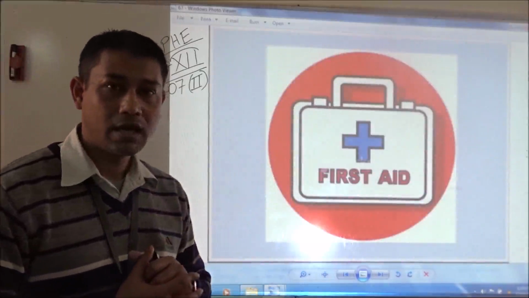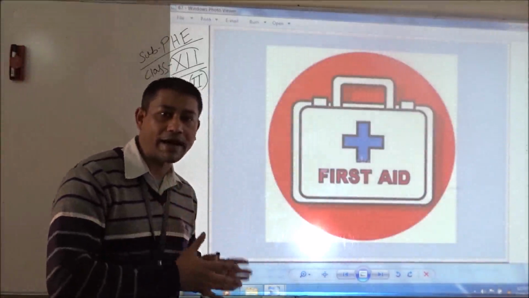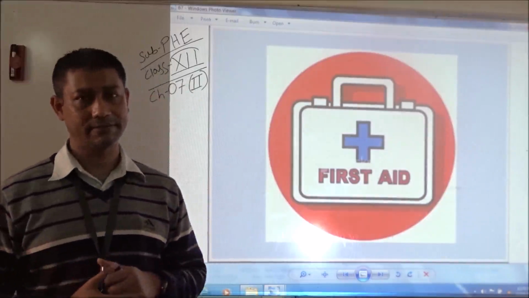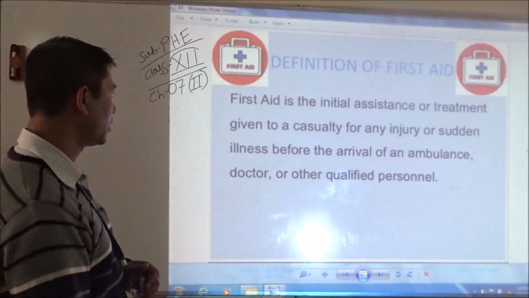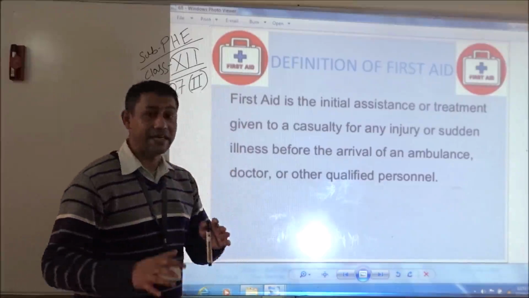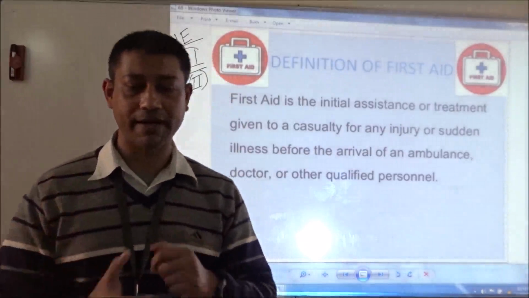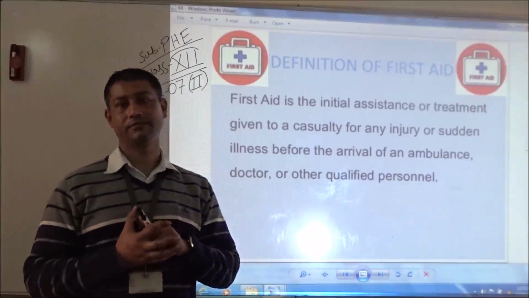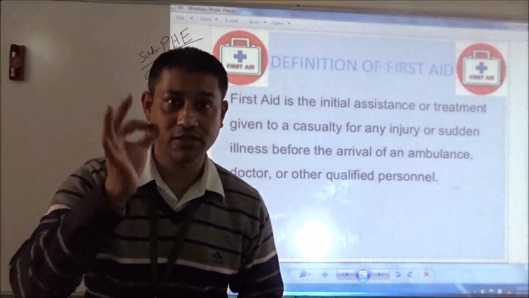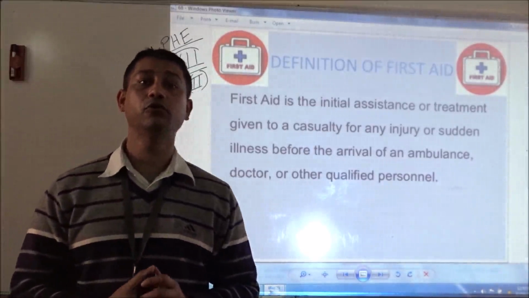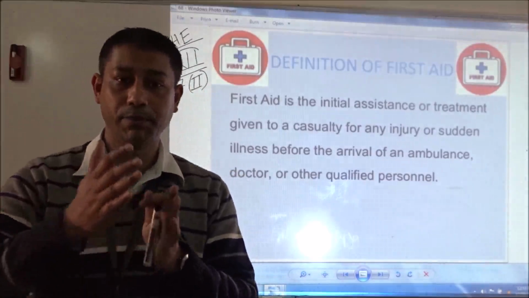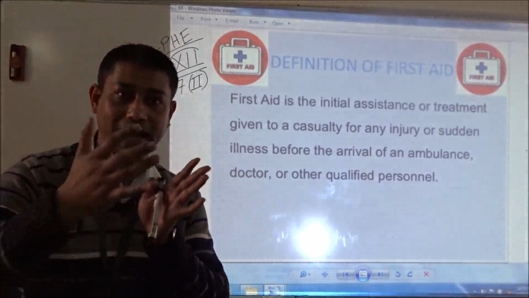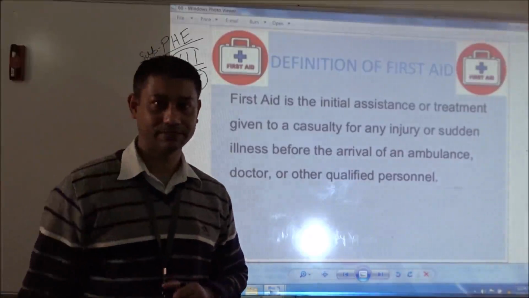Next we are going to the final stage of this chapter, students, that is first aid. Now, what is first aid? First aid is the initial assistance or treatment given to a casualty for any injury. First aid is the first treatment given to an individual before a medical expert arrives or before medical assistance is provided.